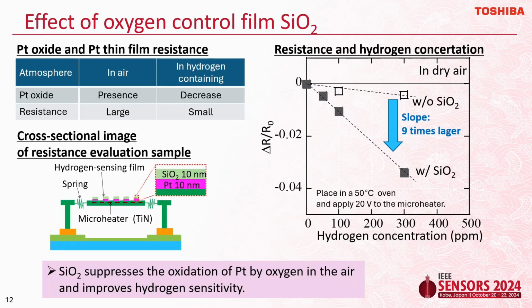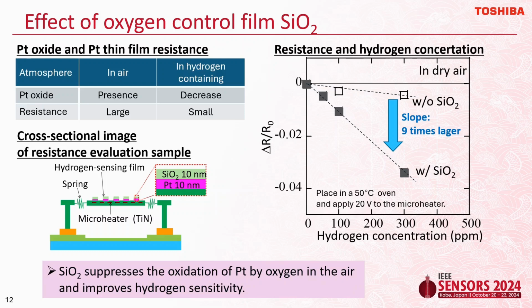We evaluated whether the oxygen control film can block intrusion of oxygen from the air by measuring the change in Pt resistance. As shown in this table, the resistance decreases when Pt oxide is reduced in the hydrogen-containing atmosphere. To evaluate resistance change, we use a resistance evaluation sample of MEMS structure like this.